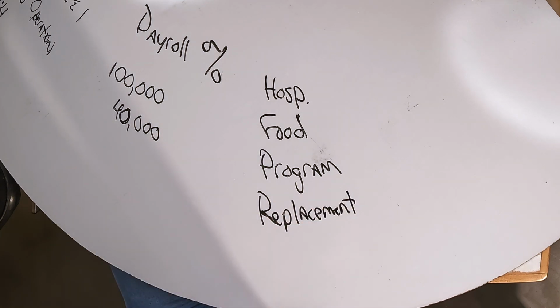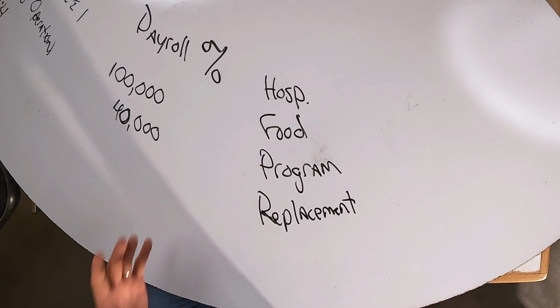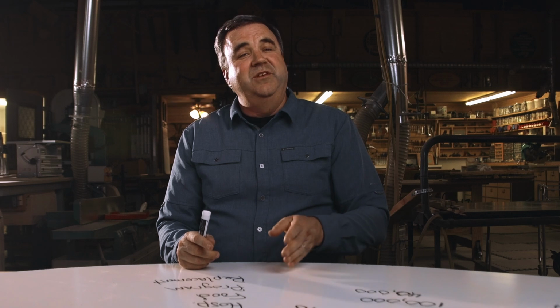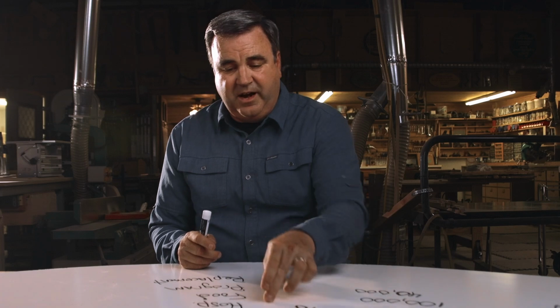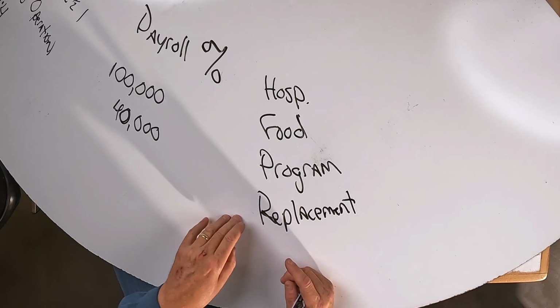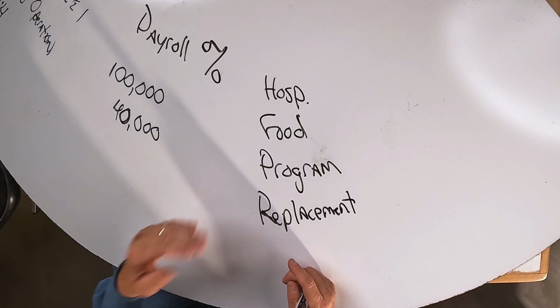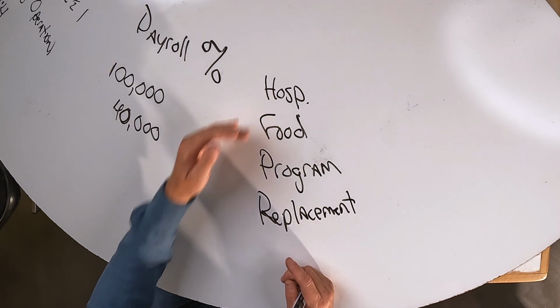That means if we have more camper days, they automatically get the increase. They get it per camper day. It's not just a static number. That means if we have less camper days, they get less. But that would make sense because it's hospitality, food, program, replacement. These are the areas that are being used the most by the camper, and therefore when the camper's here, they should be paid for it.